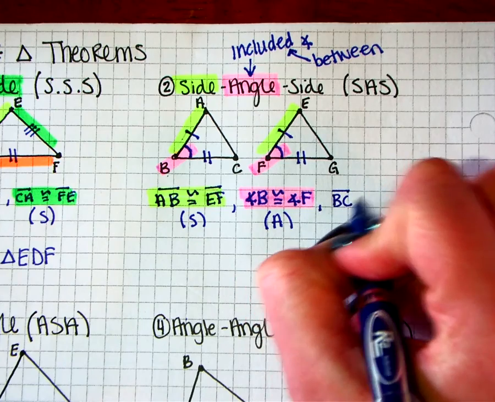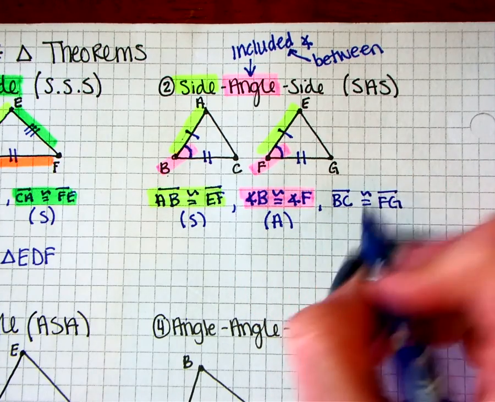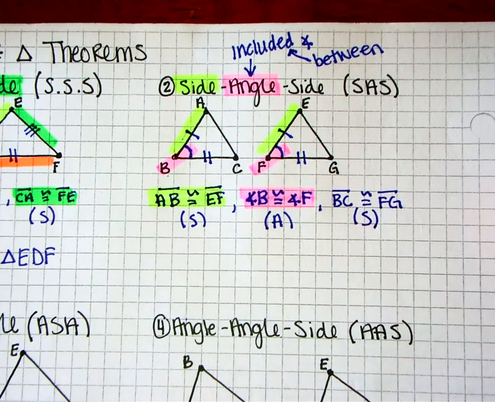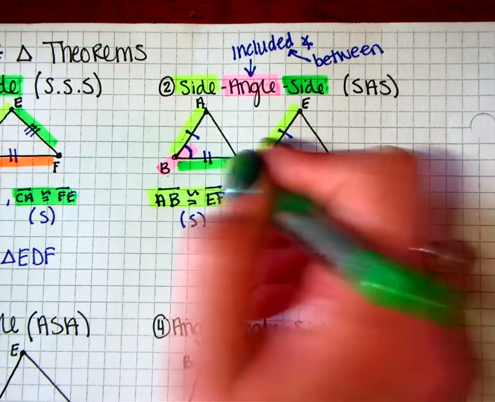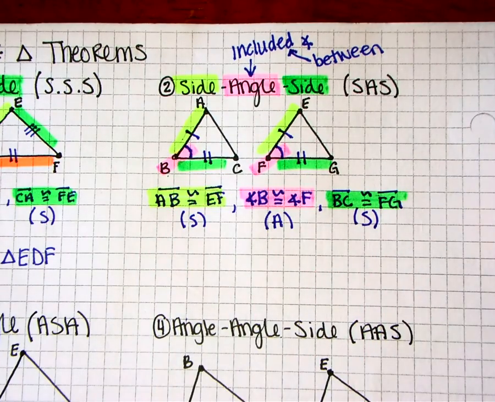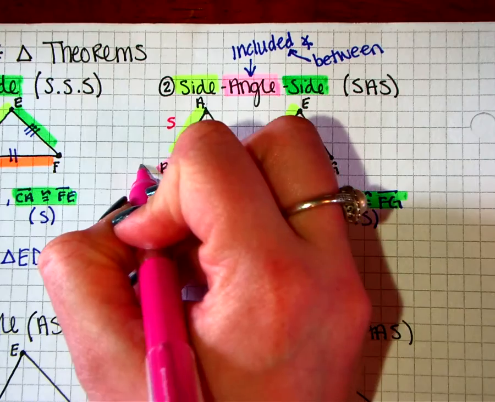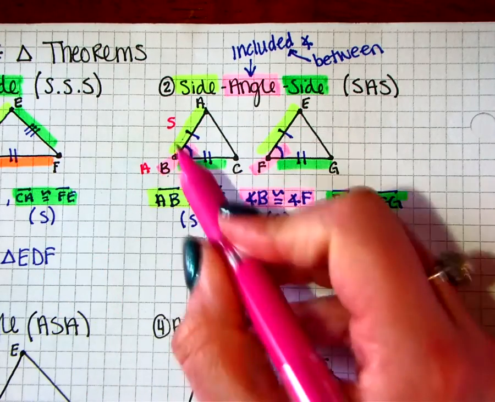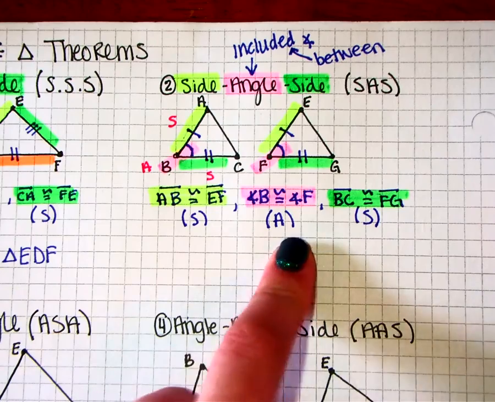Segment BC is congruent to segment FG, which is a side. This is called SAS, side angle, side congruency. Notice also you can be labeling on your picture side, angle, side. Side, angle, side is how you prove it congruent. The angle must be between the sides.